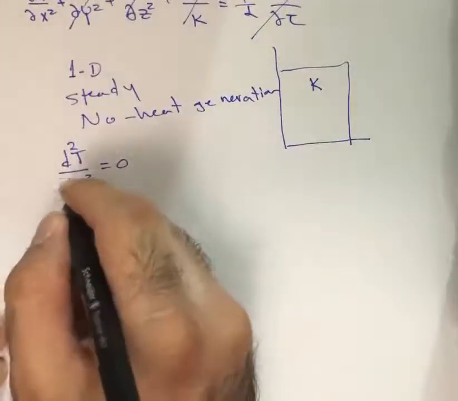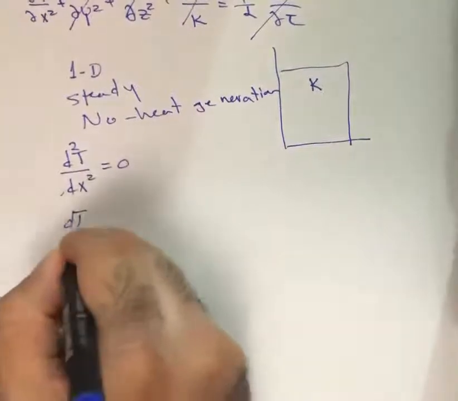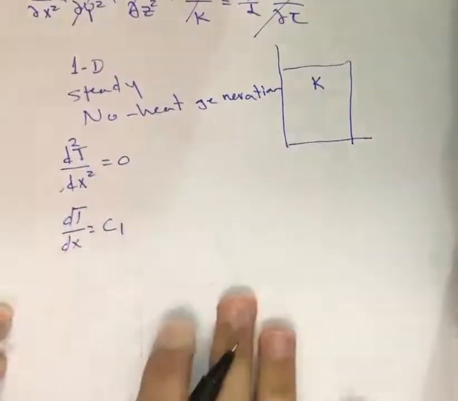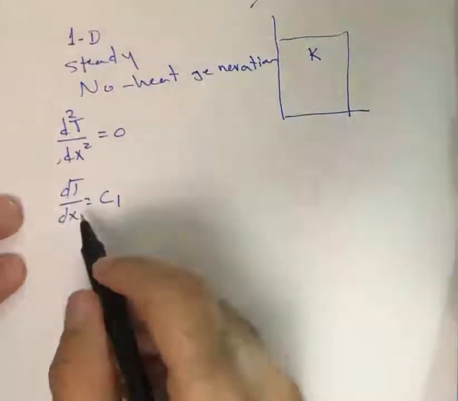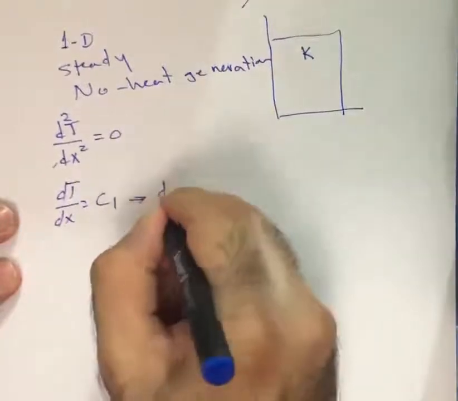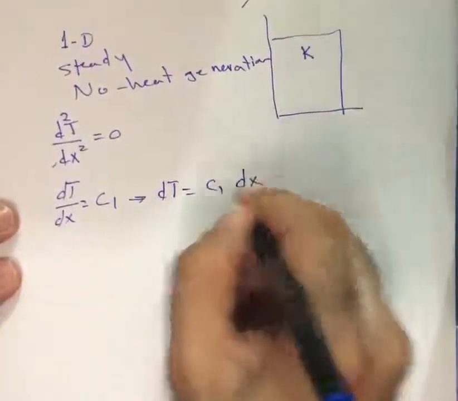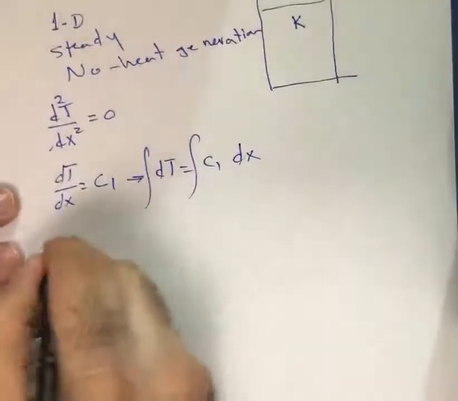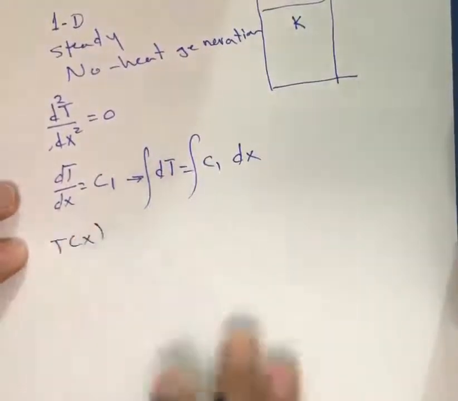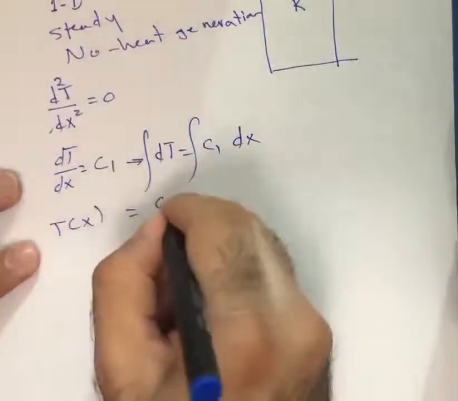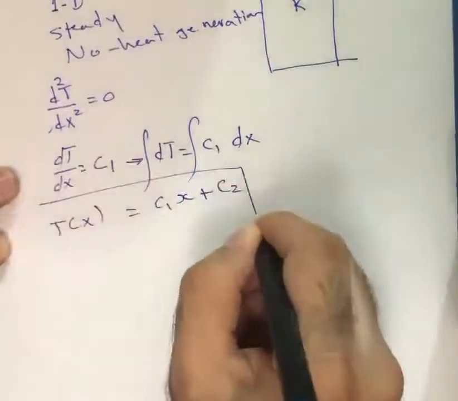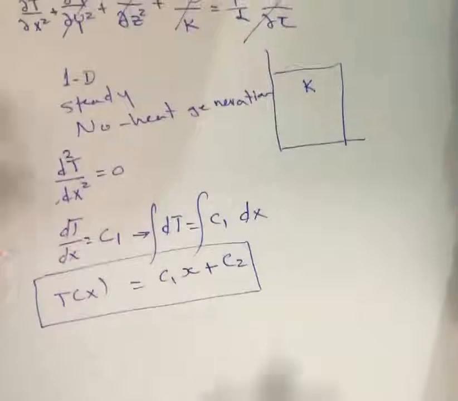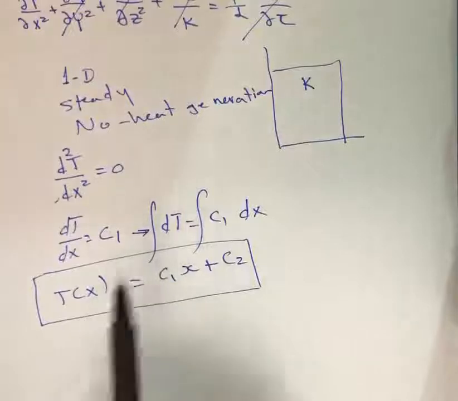I will write the solution of this, which is dT/dx equal to C1. After that, this is a first-order ordinary differential equation that can be solved easily using separation of variables, so that dT equal to C1 dx. I can integrate each part separately till I get T as a function of x equal to C1 x plus C2. Now this is the general solution for the heat conduction equation in a one-dimensional flow.